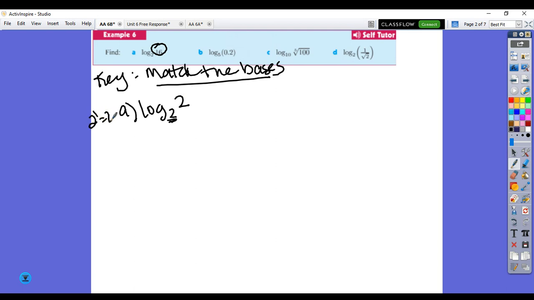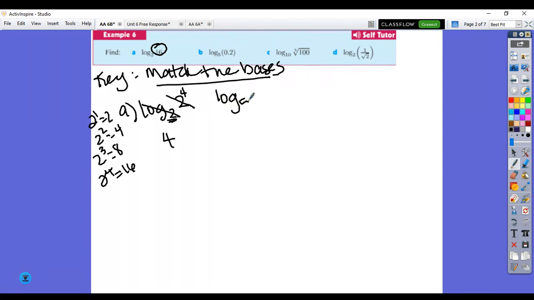2 to the first is 2. 2 to the second is 4. 2 to the third is 8. 2 to the fourth is 16. So I'm replacing 16 with 2 to the fourth. As soon as the bases match, the base of the log undoes or cancels the base exponentially, and the exponent is the answer.